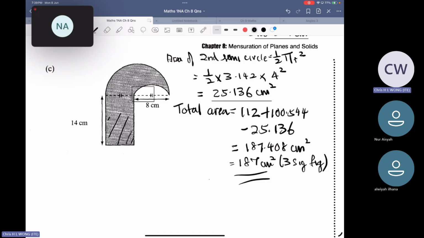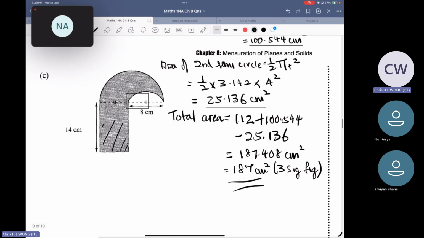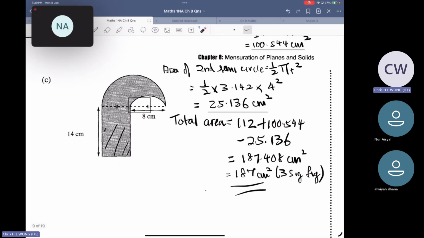If I ask you to find the perimeter of this composite figure, what do you do? What do you do? Perimeter. It will be 14 plus 8 plus 14. Now you need to find the circumference, right? Isn't it? You need to find the first circumference, half circumference. You need to find the second circumference, then you add them all together. Can you do it? Yeah.